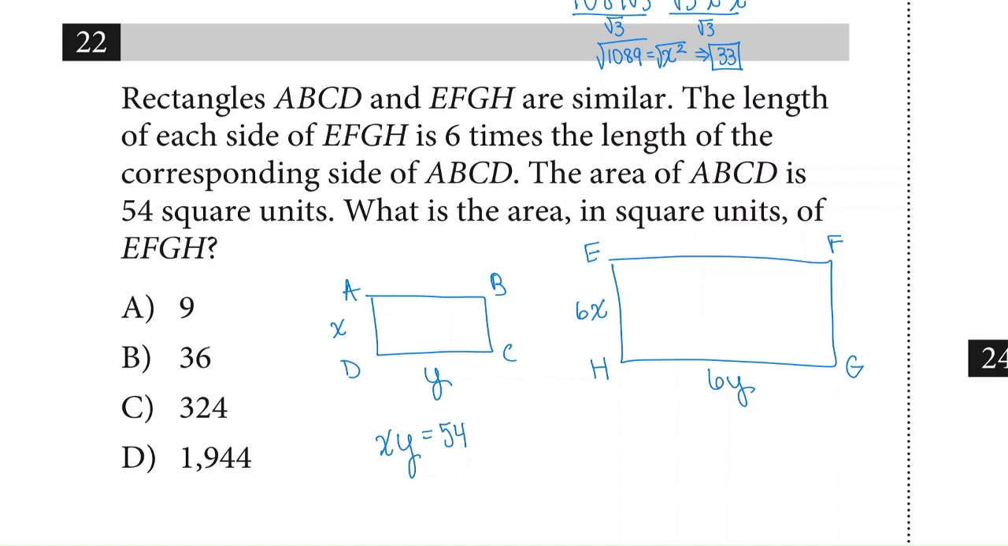So we know that this side over here on EFGH is going to be 6x times 6y. That's going to be the area, which is 36xy. What is the area in square units of EFGH? Well, we can go ahead and substitute 54 in for this value right here. So we have 36 times 54, and that answer is going to be 1944.